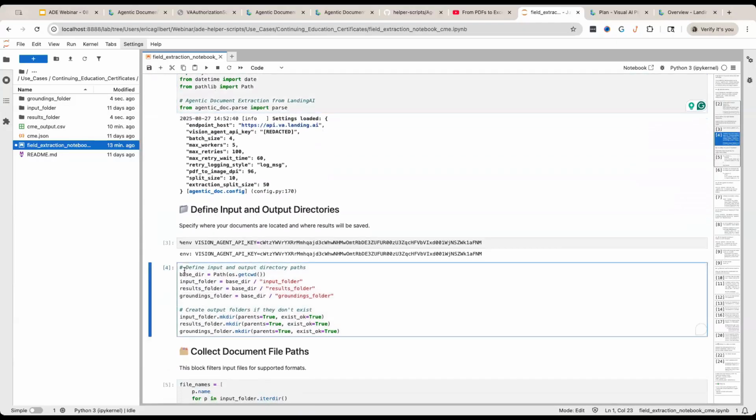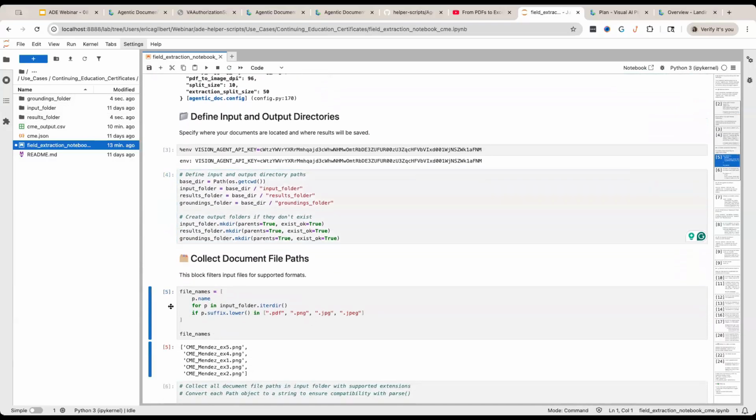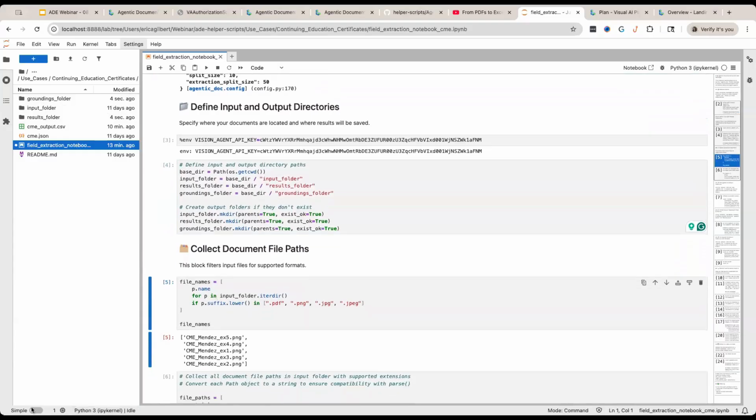And then you're setting up your input and output directories and where ultimately those are saved. So we see all of those folders here. Then you're collecting those file paths, looking for the different supported formats. And we see those actually in my folder here. So I have those different certificates that I ultimately want to process that I'm pulling in.